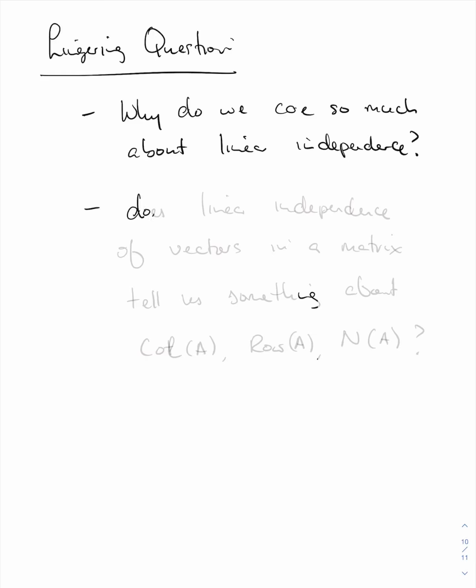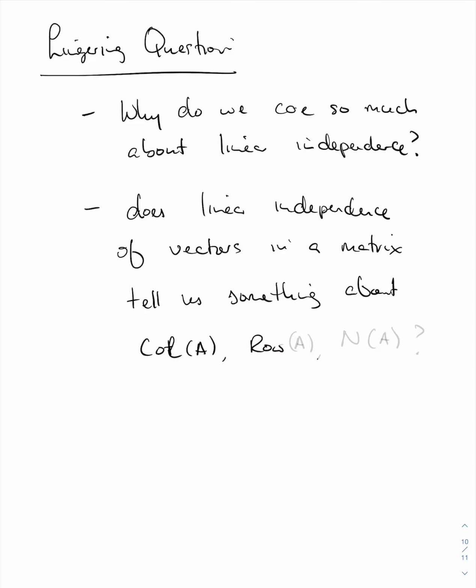Number two, as we've hinted at in previous lessons, does linear independence of vectors, say column vectors in a matrix, tell us something about the column space of that matrix? Let's call it matrix A, the row space of that matrix, and the null space of that matrix as vector spaces. Think on this. Talk to you next time.